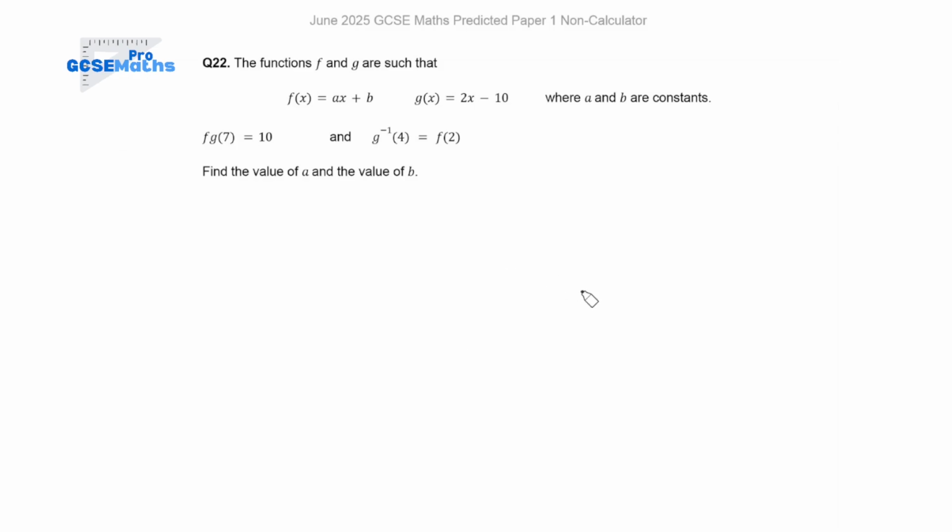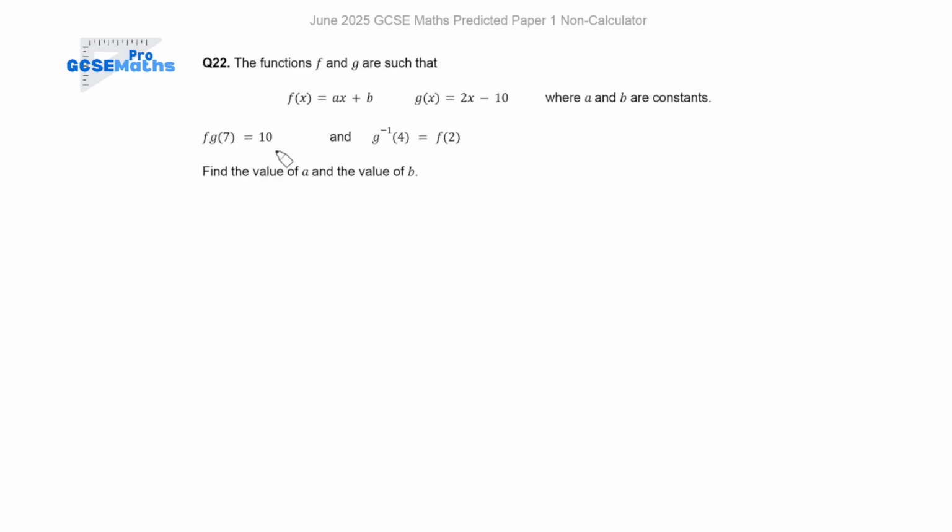Question 22. The functions f and g are such that f of x is ax plus b, so we don't know it, and then g of x is 2x minus 10, where a and b are constants. So they've then given us these two kind of equations effectively, and they've asked us to find the value of a and the value of b.